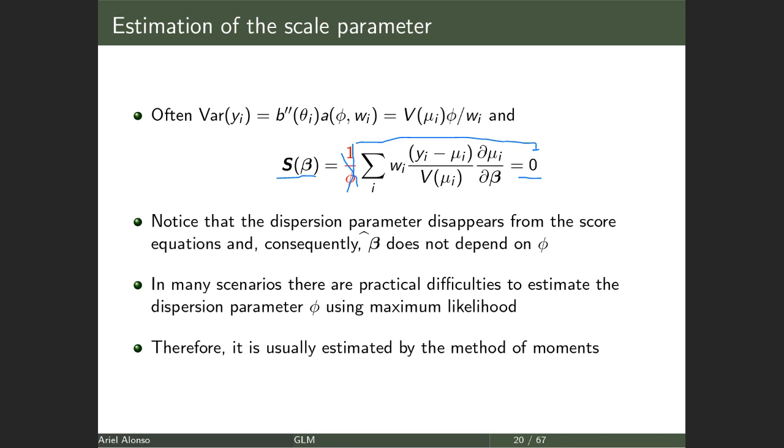So how can we estimate the parameter psi? As you can see here, the dispersion parameter disappears from the score equations, and consequently the maximum likelihood estimator for beta will not depend on psi. It just vanishes from the equation. And in many practical situations, it's difficult to estimate psi using maximum likelihood, especially because, as you can see, it just vanished from the score equation. So typically what you do to estimate psi is you use the method of moments. You don't estimate psi using maximum likelihood, but you use the method of moments.